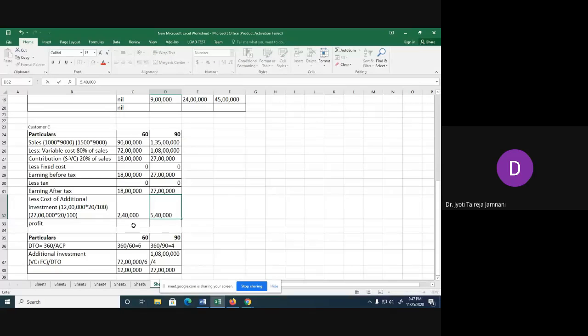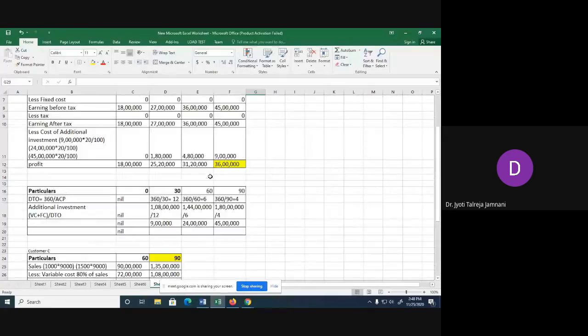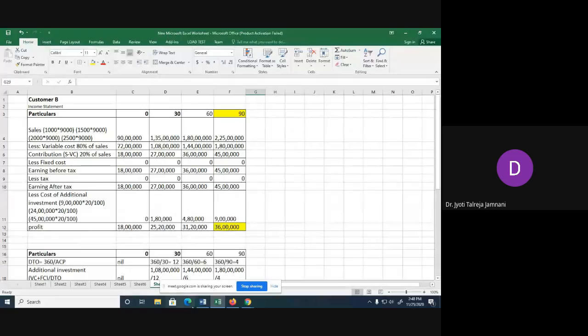You can minus this from earning after tax. So 18 lakh minus 2,40,000, you get 15,60,000. And 27 lakh minus 5,40,000, you get 21,60,000. So in case of customer C, how much credit you will give him? 90 days, because the profit is highest in case of 90 days. So customer C should get 90 days credit. Customer B also should get 90 days credit, and customer A will get no credit.